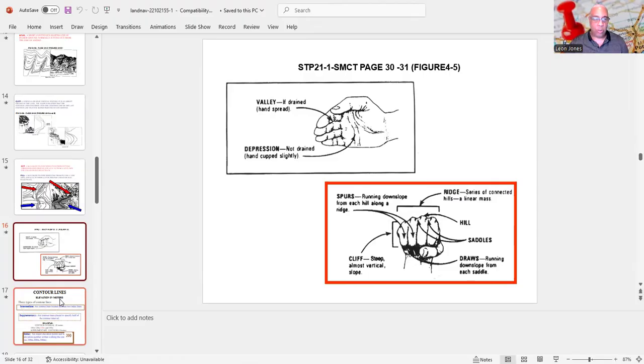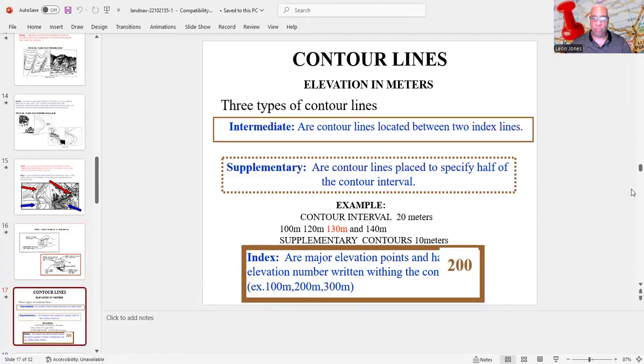Now, the big thing you need to understand: contour lines. Elevation in meters, or the elevations could be in feet. 3 types of contour lines. Intermediate, contour lines located between 2 index lines. Supplementary. We have index, intermediate, and supplementary, but we're going to deal with supplementary.